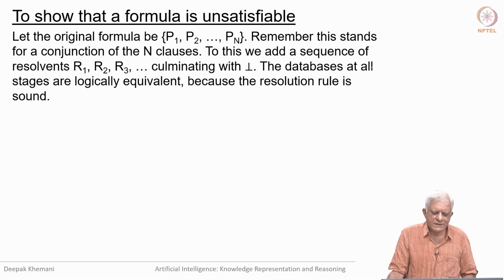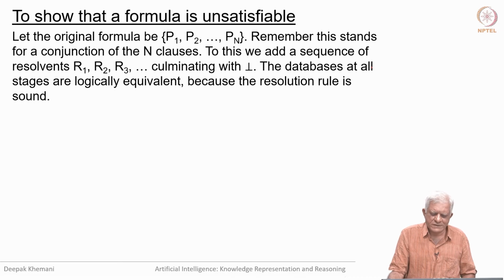So, to show that a formula is unsatisfiable, let the original formula be P 1, P 2, P n, that is what we want to show to be unsatisfiable. It is a conjunction of n clauses. To this we add a sequence of resolvents R 1, R 2, R 3. Each resolvent is obtained by taking two clauses from our knowledge base and adding the resolvent to that. How do we pick two clauses? Two clauses, one of which has a positive literal and the other one has that same negative literal essentially, and then we can remove that literal from there.